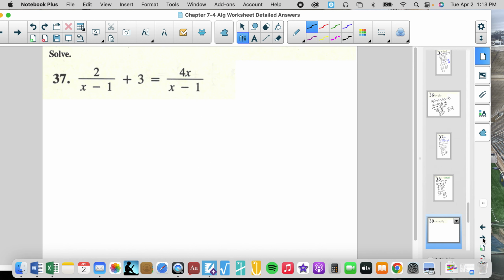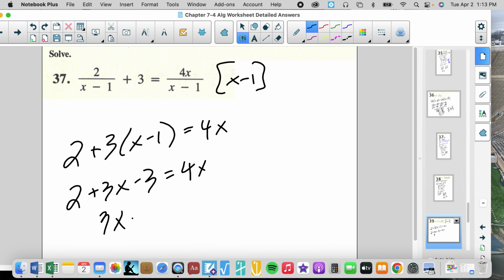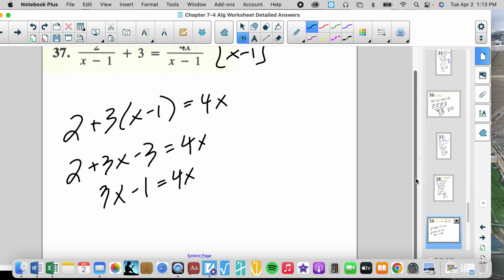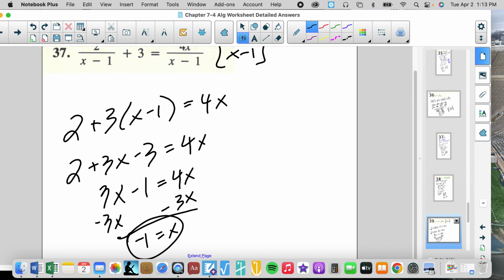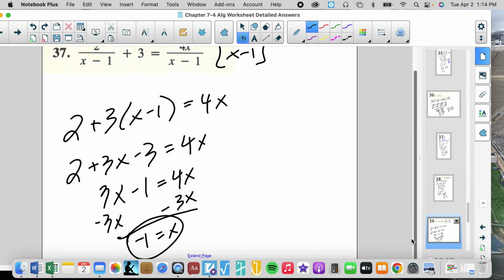All right, we still have probably about 4 more. Oh, I like this. This is nice. So I'm going to multiply each of those. That's going to give me 2 plus 3 times x minus 1 equals 4x. You should be able to distribute that and see that solution that easily. That's going to give me 3x minus 1 equals 4x. Let's minus 3x, and we get negative 1 equals x. If I plug in negative 1, does it cancel? No. So those are okay. So negative 1 is my only solution.